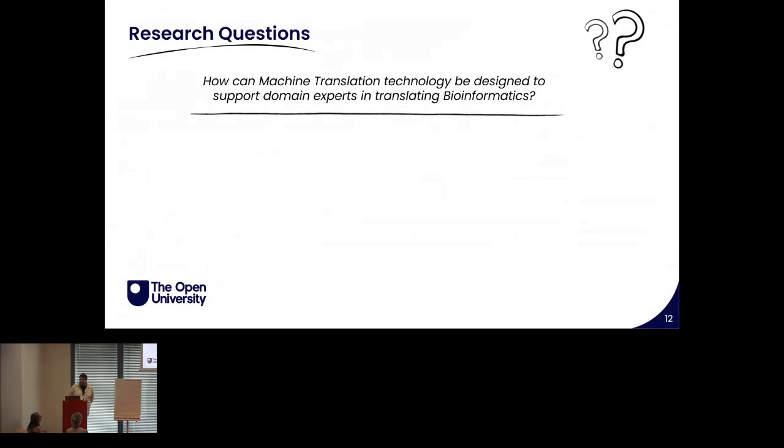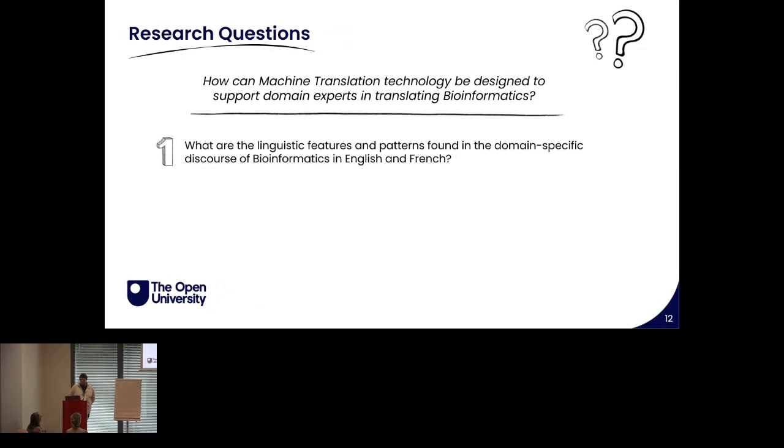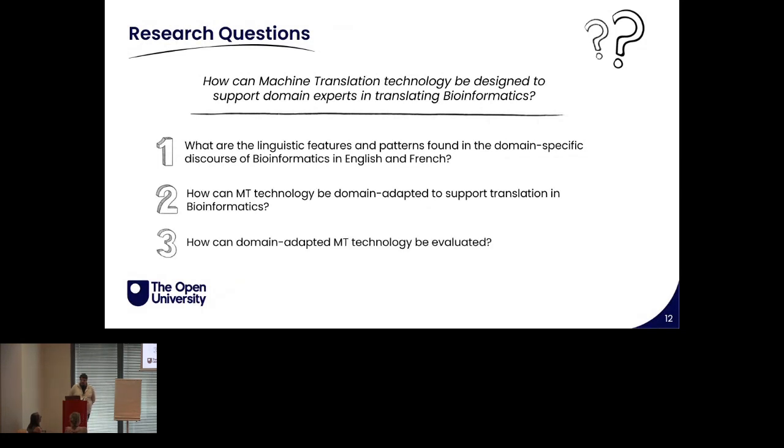So here's the main research question that underlies my research project, which is: how can machine translation technology be designed to support domain experts in translating bioinformatics? And from this main overarching question, there are three questions that stem from it. What are the linguistic features and patterns found in a domain-specific discourse of bioinformatics in English and French? How can machine translation technology be domain adapted to support translation in bioinformatics? How can domain adapted MT technology be evaluated?